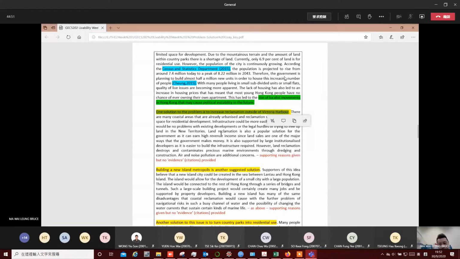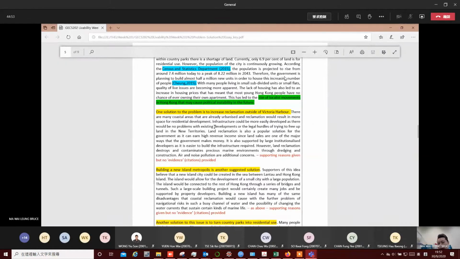Do you think this is an adequate topic sentence? As I told you, one basic requirement for an adequate topic sentence is that it has to be non-factual, and you should have a viewpoint. You should have a stance in the topic sentence. Increased reclamation outside Victoria Harbour. Yes, I think this is a viewpoint. This is a qualified topic sentence.